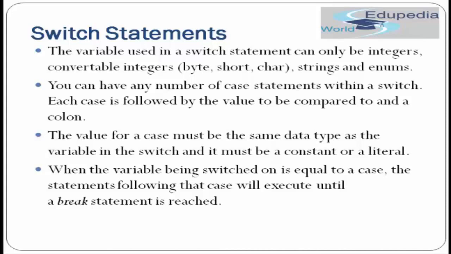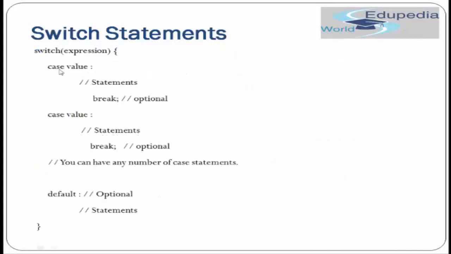So for the switch statement, the expression, the variable can only be one of these. You can have any number of case statements within a switch. Yeah, that's true. You can have 10 or 100 or even 1, depending upon your case. Each case is followed by a value to be compared to and a colon. As we have written in the syntax, after each case there needs to be a value. Like if this variable has this value, then these statements will be executed. After the value we also need to place a colon. So this is how it's written, it's the syntax.